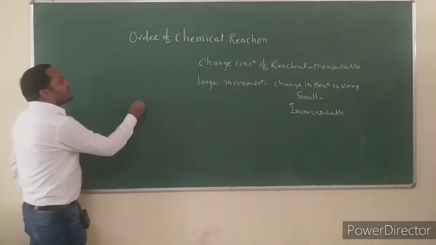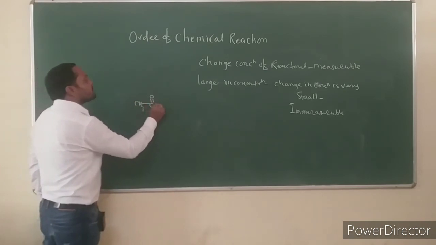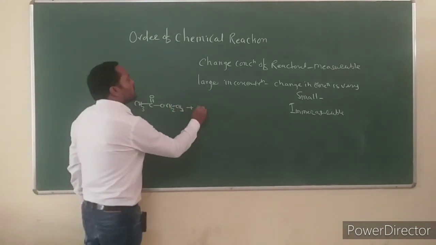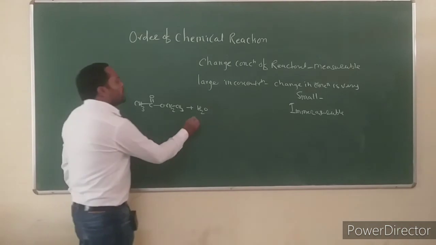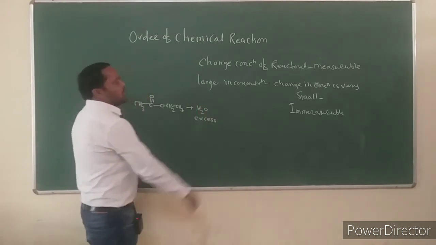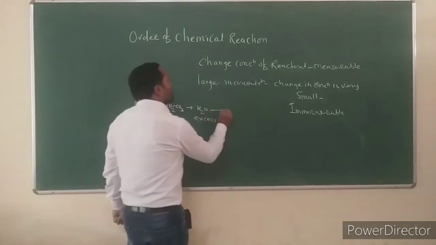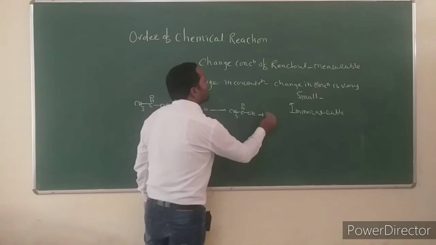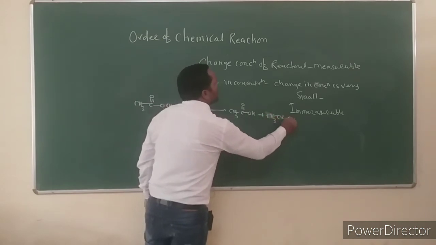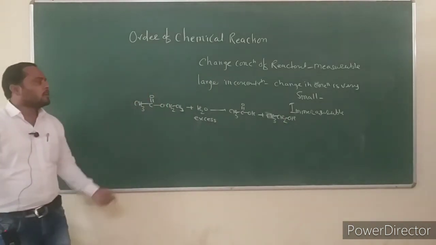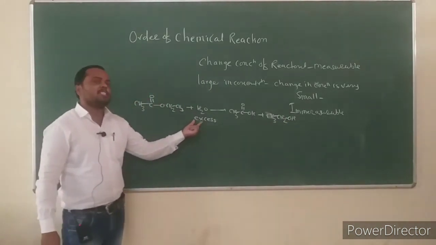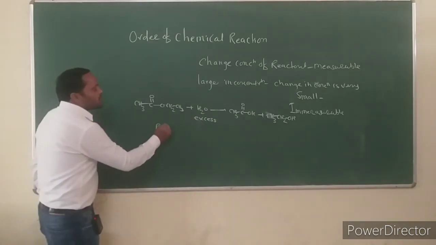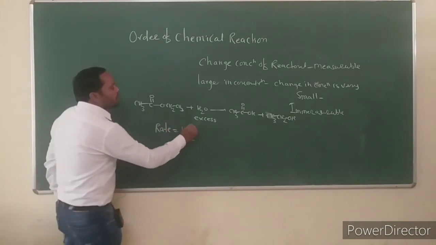For example, consider the hydrolysis of ethyl acetate. This is the first reactant. For hydrolysis, the second reactant is water. We can use the water in excess. If the water concentration is in excess, it gives the products acetic acid and ethyl alcohol. For this chemical reaction, one of the reactants, that is water, is in large concentration.